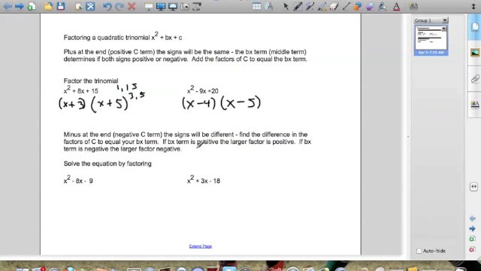Now, down below, we have a minus at the end. This isn't quite as easy. You still have to find the factors of c, but your signs will be different. So you're going to have one plus and one minus. And you need to find the difference in the factors of c, and that has to equal your b term.